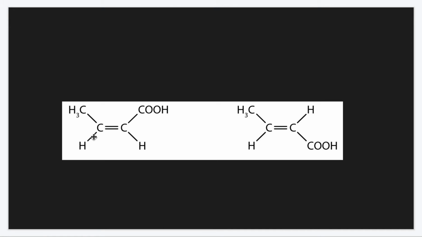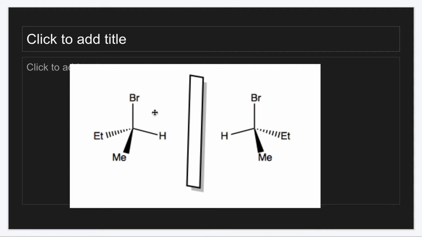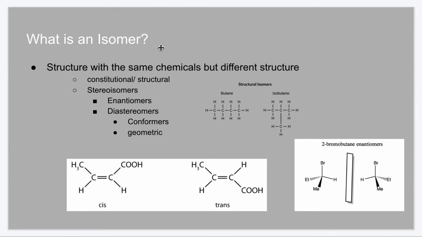Same thing over here. We have two different looking molecules, but they have the same components. And here as well, we've got these similar looking molecules, but they are different. So what are these called? They're called isomers. And what they are is a structure with the same chemicals, but different structures.